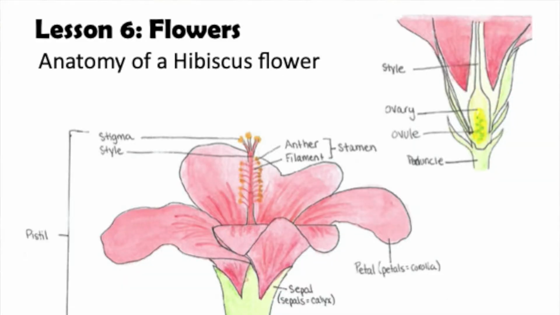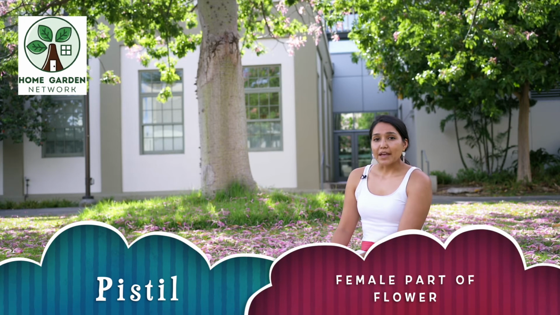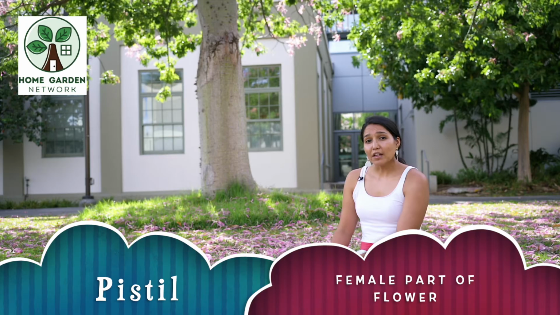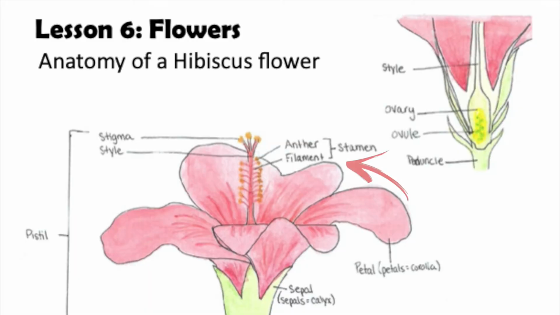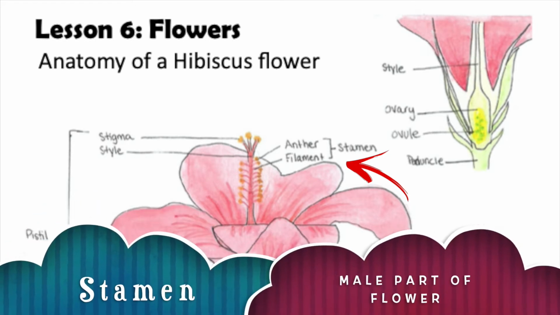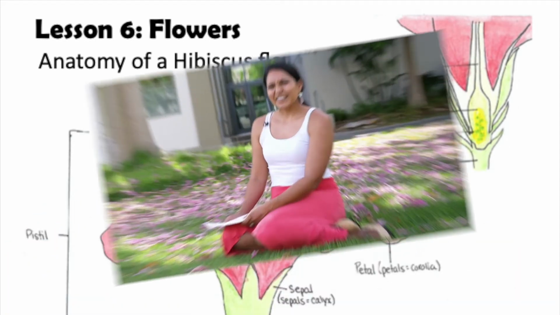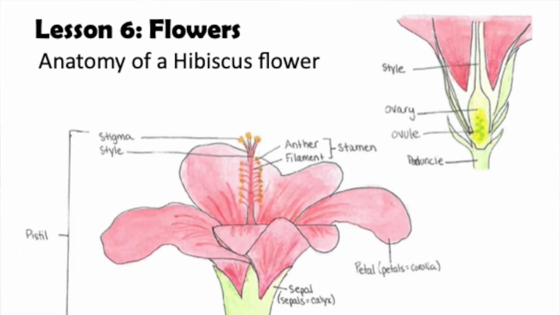Between the style and the stigma, this is the female part of the flower, and this is known as the pistil. The male part of the flower is called the filament and the anther, and this is known as the stamen. The part here on the style, it looks kind of like a lollipop. That's the filament and the anther. The filament is the stick part that connects to the style, and the anther is the part that creates the pollen.